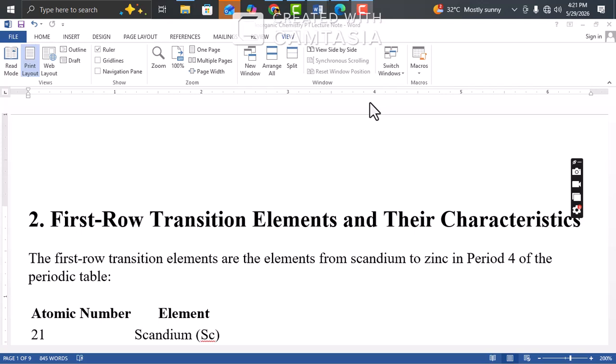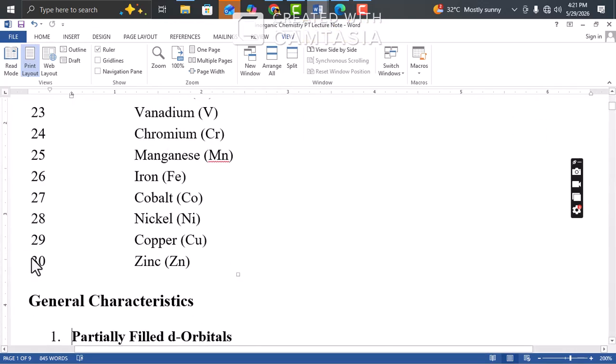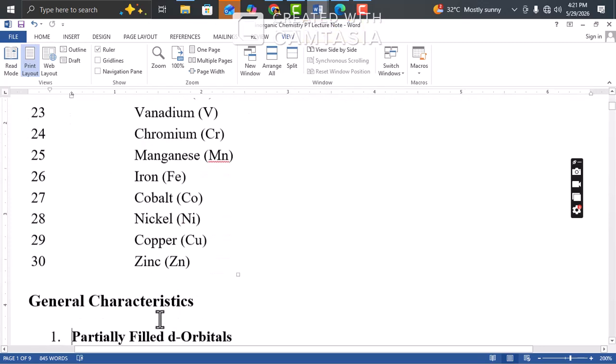Now, first row transition elements and their characteristics. The first row transition elements are elements from scandium to zinc in period 4 of the periodic table. Remember we have the first 20 elements, so these ones come just after the first 20 elements. So you have 21, 22 to 30, okay? And there you have it: scandium, titanium, vanadium, chromium, manganese, iron, cobalt, nickel, copper, zinc.